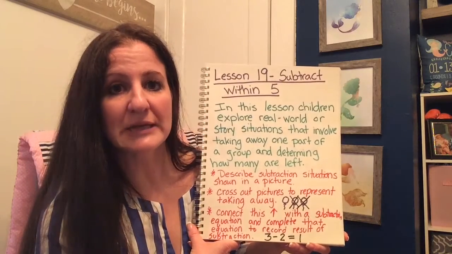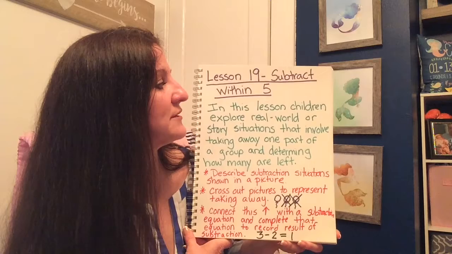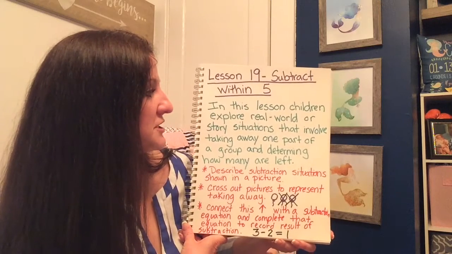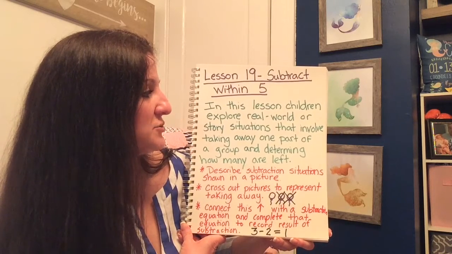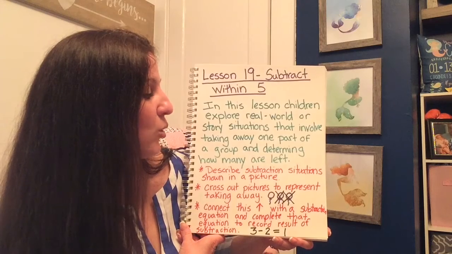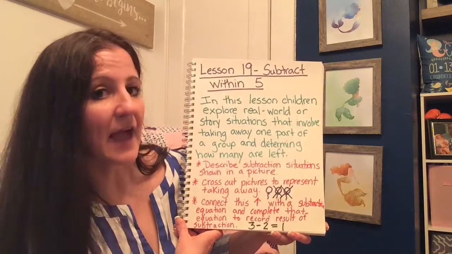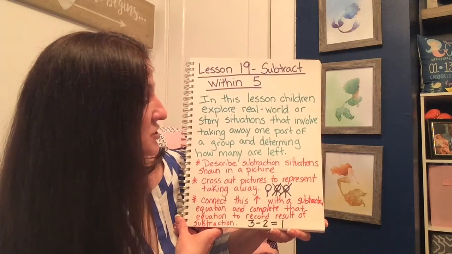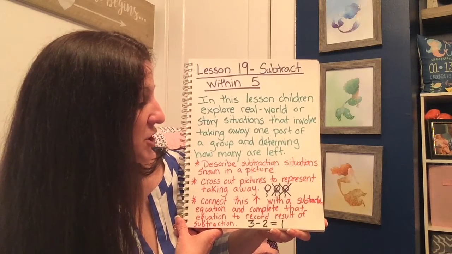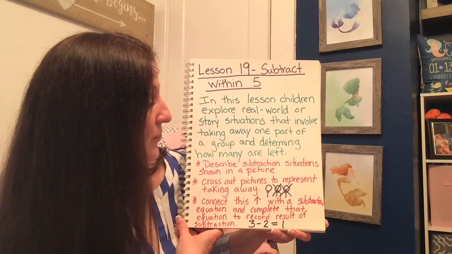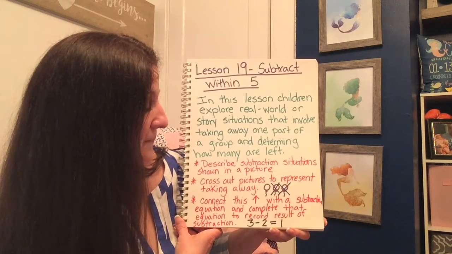So this week you're doing lesson 19, which is subtract within 5. In this lesson, children explore real-world or story situations that involve taking away one part of a group and determining how many are left. At the end of this lesson, you'll be able to describe subtraction situations shown in a picture, cross out pictures to represent taking away.